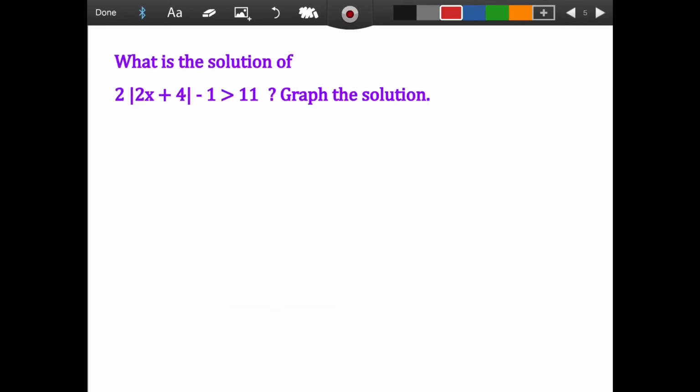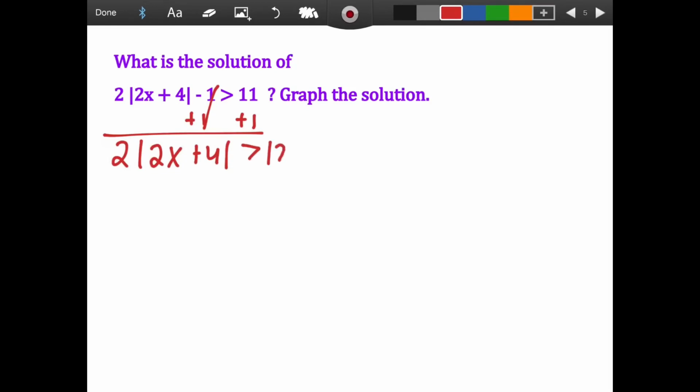What is the solution of 2 times the absolute value of 2x plus 4, minus 1, is greater than 11? And we're going to graph this on a number line. First thing we want to do is isolate our absolute value. So we're going to add 1 to both sides. And we're left with 2 times the absolute value of 2x plus 4 is greater than 12. Next thing we want to do is divide both sides by 2. And we have the absolute value of 2x plus 4 is greater than 6.